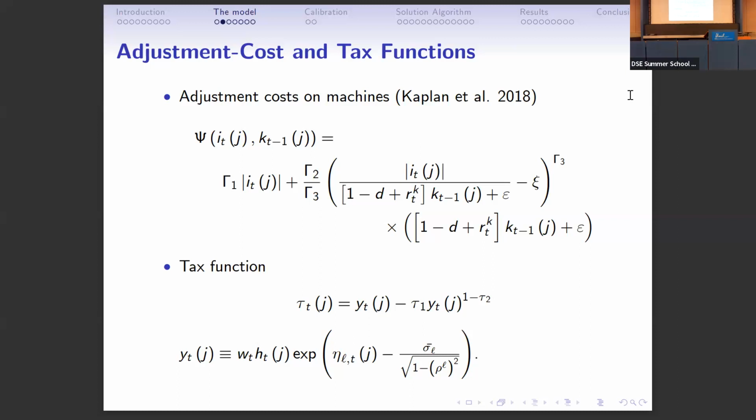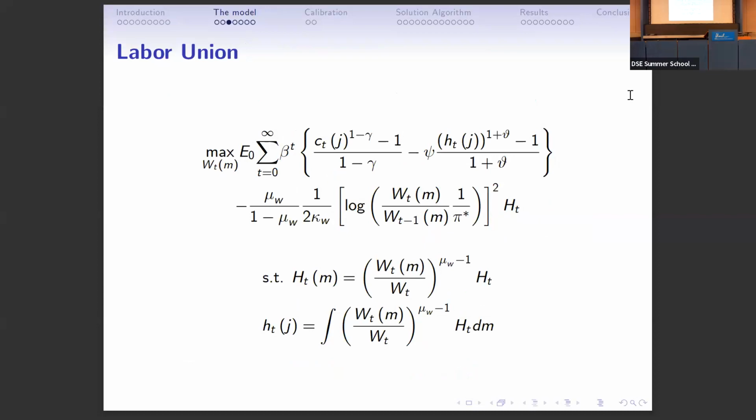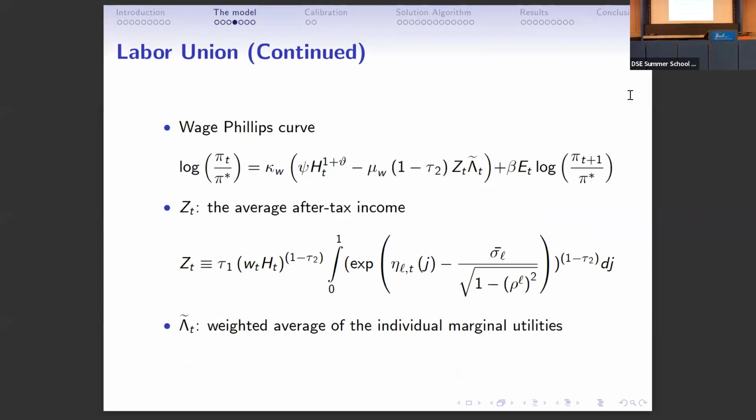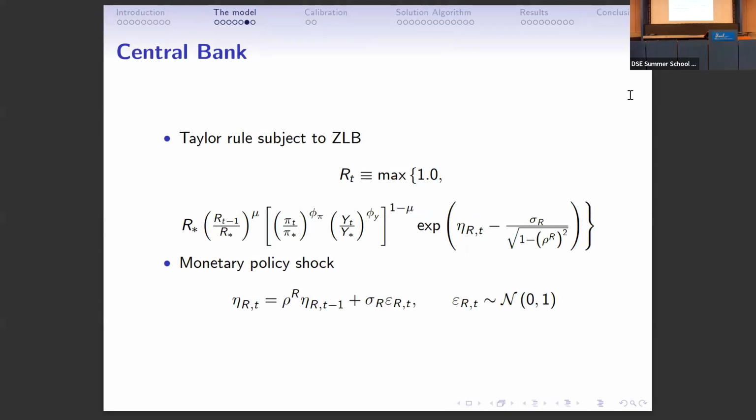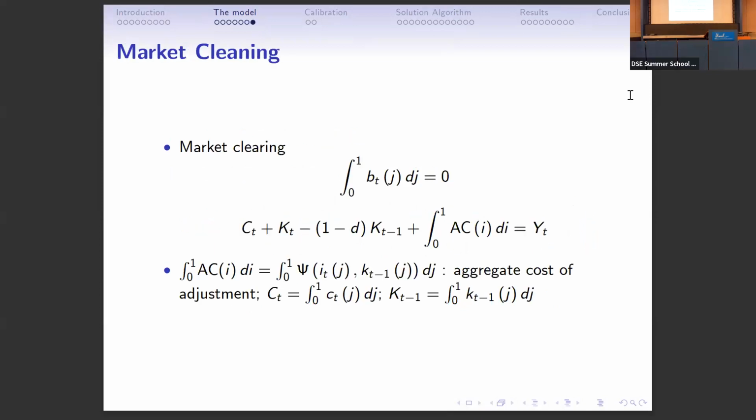Okay, so there is a progressive tax function, which includes parameters tau1 and tau2. The rest of the model is very standard. You have a labor union, so because of wage utility, you have only one Phillips curve. Then the production function has constant returns to scale. The Taylor rule is nonlinear and subject to the zero lower bound. We have a monetary policy shock, and these are the market clearing conditions.